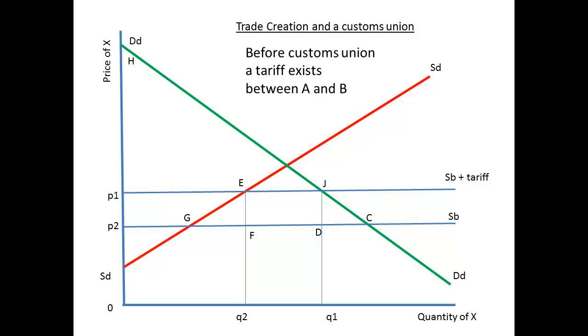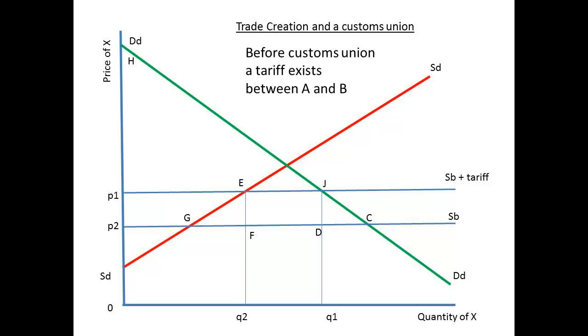The starting point here is for two countries, A and B, where there is a tariff in place prior to the creation of a customs union. A quantity Q1 of good is supplied at price P1. The supply of good from country B with the tariff is shown. P2 represents the price that would be charged without the tariff. The quantity Q2 is the amount of the good that is produced by the country A.